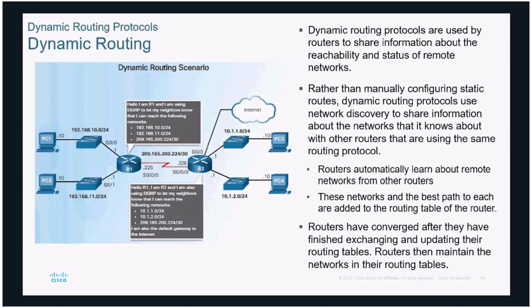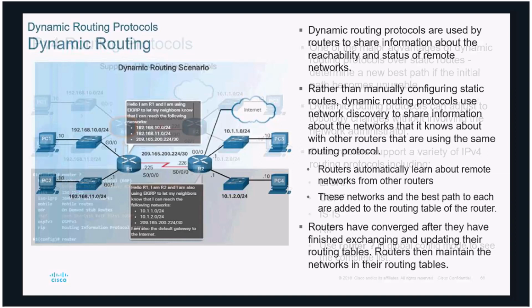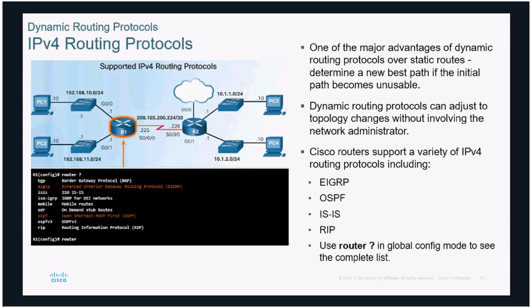So it says here, these networks and the best path to each are added to the routing table, because basically they're learned and then added to the routing table. That's what's happening with this router. And this idea of convergence repeats there. They converge after they finish exchanging and updating their routing tables. The router then maintains its network in its routing table itself. But there's an idea of having convergence at a certain point in time. The types of dynamic protocols are as follows: EIGRP, OSPF, IS-IS, RIP. You can use router ? to see the full list of what's available. There's a list put here.